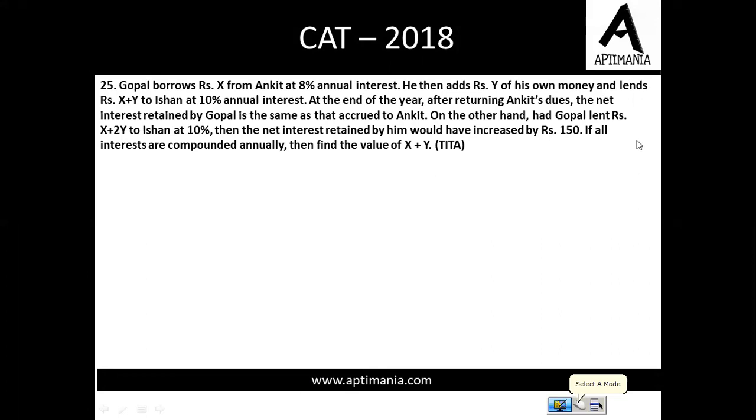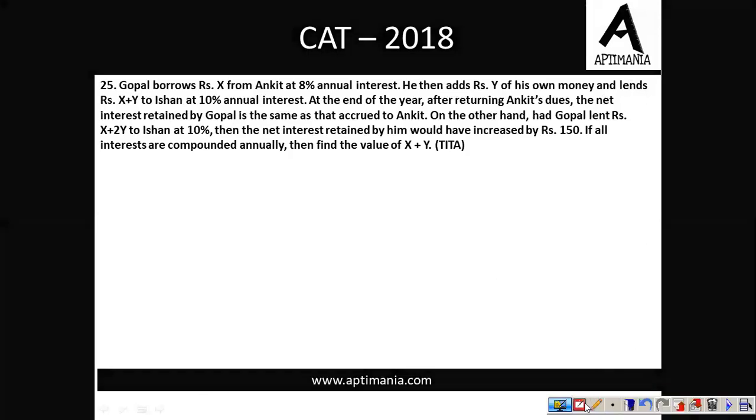In the end of the question, it is given that all the interests are compounded annually. But the important thing with this question is that since all the interests are to be calculated for 1 year only, it won't make any difference whether you calculate it compounded annually or with simple interest, because both SI and CI are the same for 1 year. So just to make the calculation easy, we'll try to solve it by SI only.